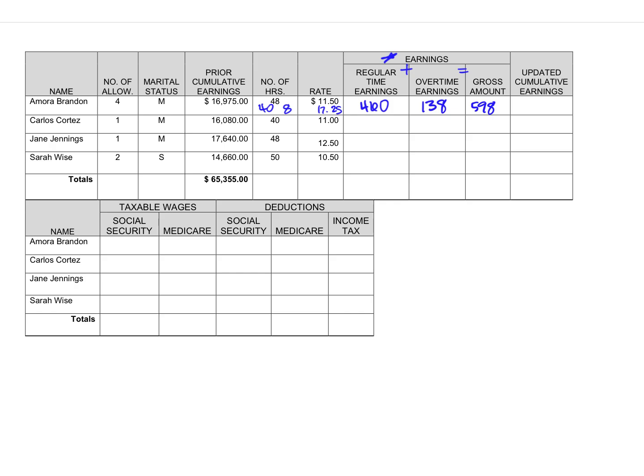All right, and then for the last column, we are going to go over here to this prior cumulative earnings column, and we're going to add the gross amount to it. So 1 plus 2. We're adding their prior cumulative earnings with the current earnings. And so if we add those numbers together, the $16,975 plus the new earnings of $598, we would get $17,573 as the employee's updated wages for the year.